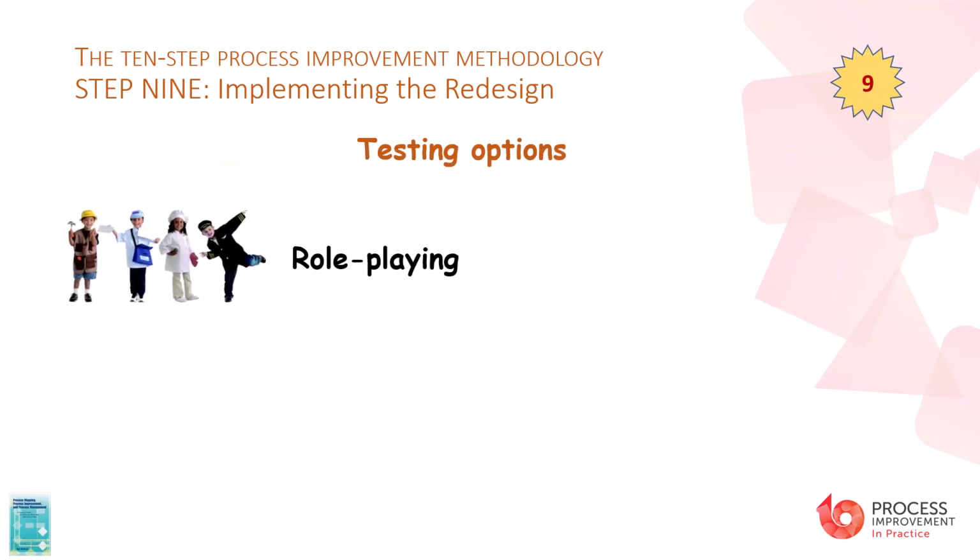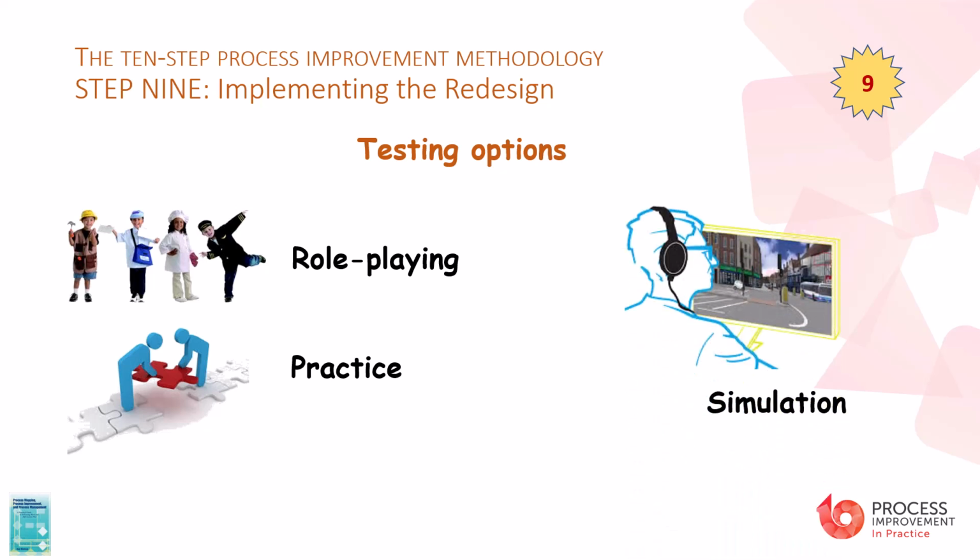In role-playing, fake inputs are used, fake orders, requests, etc. Members are assigned different process roles. Here, a participant may not perform the steps when the process is implemented on ground. While in practice testing, real inputs are used, and people who will actually be working on the process participate. In simulation, a computer software is used to test the process under different scenarios to uncover any bottlenecks or problems that may arise.